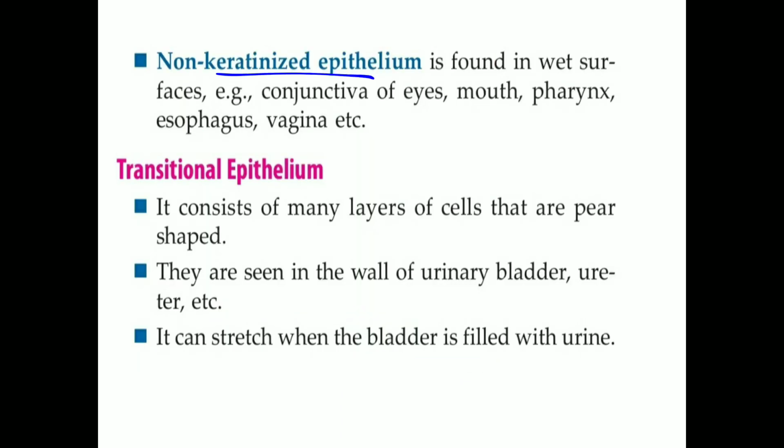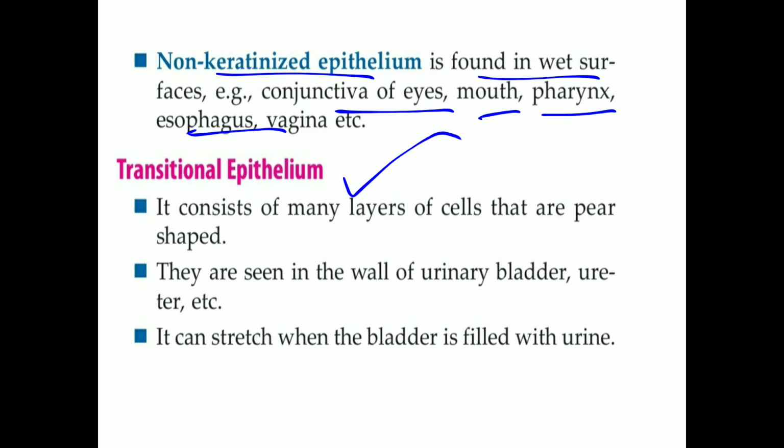Then the non-keratinized epithelium. There is no keratin present in the superficial cells, and they are found on wet surfaces such as the conjunctiva of the eye, the thin layer covering the eye. Then the mouth: the inner lining of the mouth is of non-keratinized epithelium, as are the inner lining of the pharynx, the inner lining of the esophagus, and the vagina. All these are wet surfaces formed of non-keratinized epithelium.